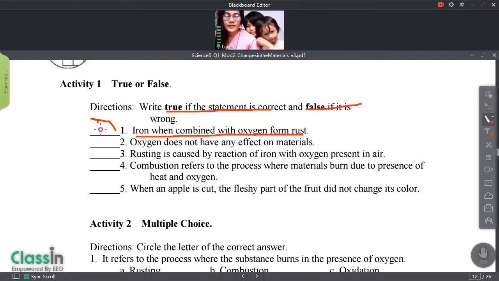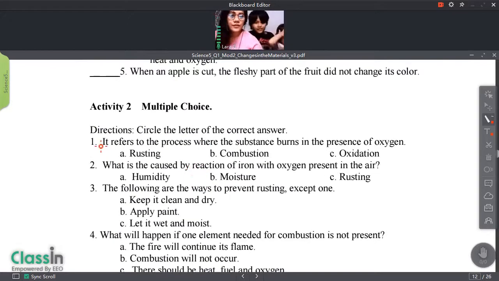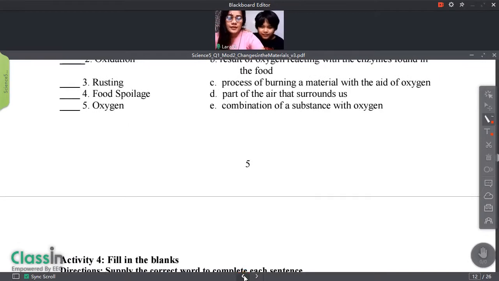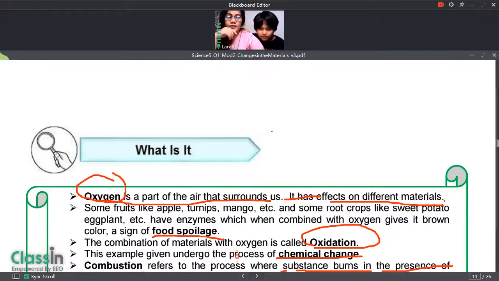What about number two? It refers to the process where the substance burns in the presence of oxygen. Is it rusting, combustion, or oxidation? With the presence of oxygen, it is called? Rusting? Combustion? Oxidation? Let us see here if your answer is right.